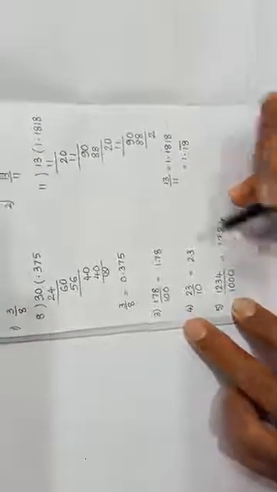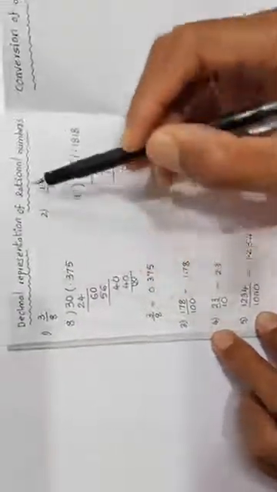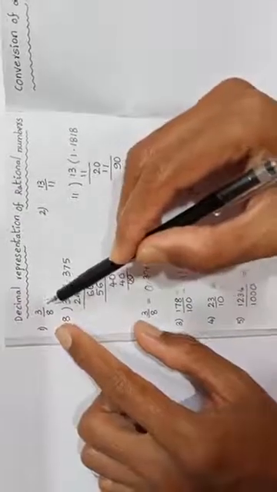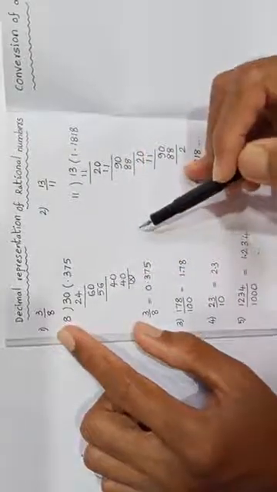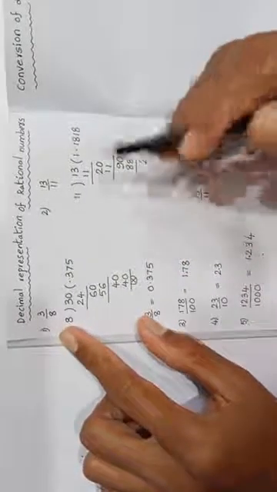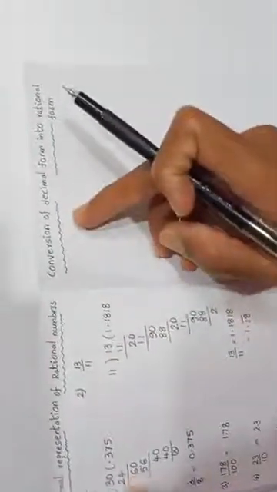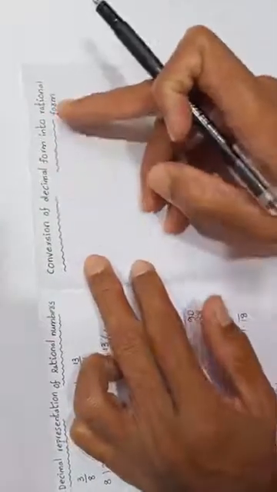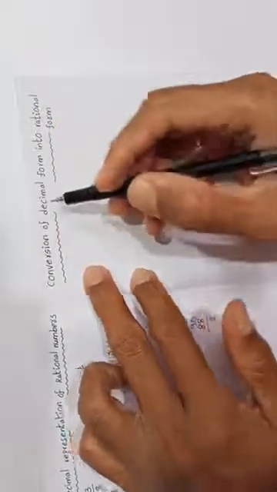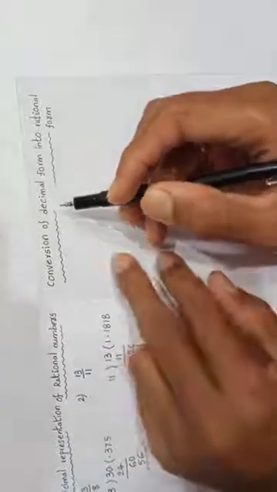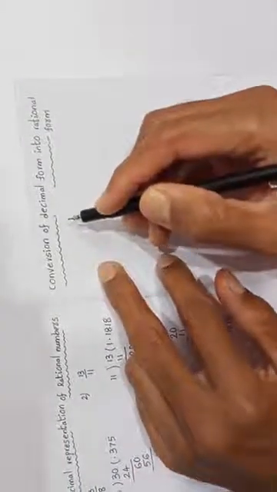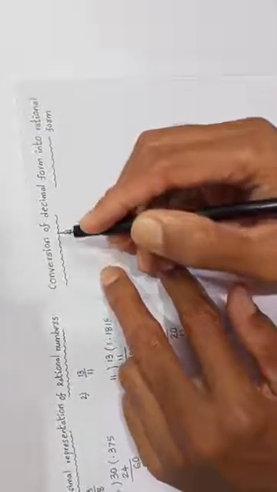Okay, so this is the decimal representation of rational numbers, of any rational number or fraction. By dividing we can do it like this. Next, conversely, given a number in decimal form, we can convert it to rational form. Fraction means p by q form. Let us take one example.